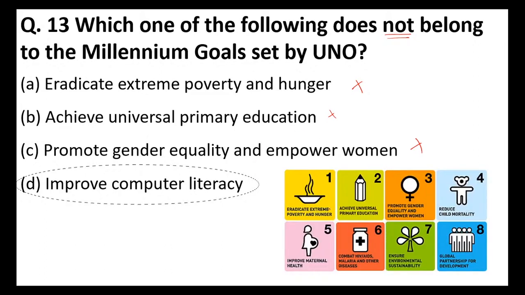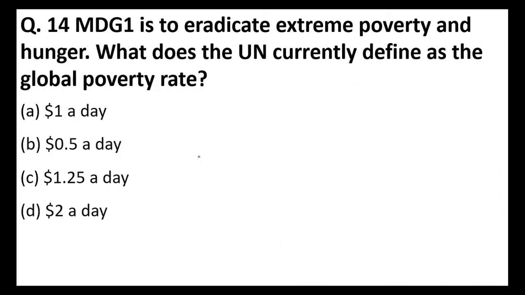See, again, I have shown through this picture. There is nowhere they have talked about computer literacy here. So which is not a goal? The correct answer is D. MDG 1, Millennium Development Goal 1, is to eradicate extreme poverty and hunger. What does the UN currently define as the global poverty rate? $1 a day, $0.5 a day, $1.25 a day, or $2 a day?